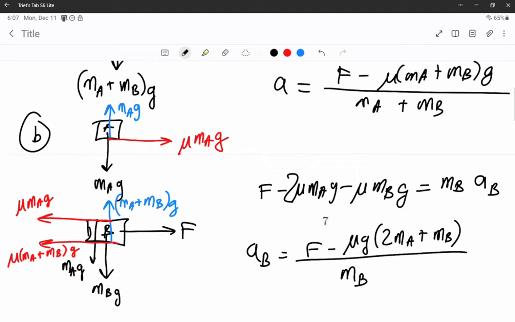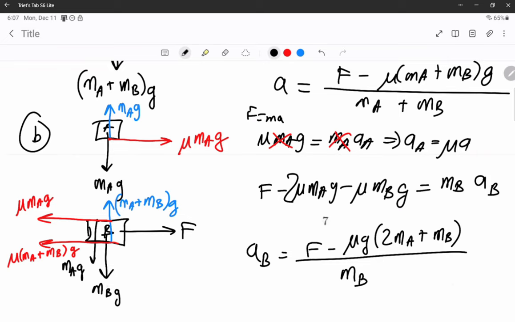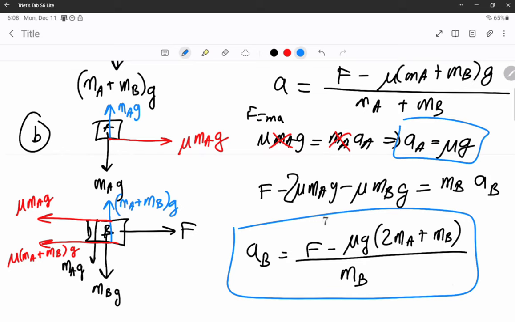For aA, up here you draw the net force everywhere, so you're going to get mu mA g equal to mA aA. Then mA cancels out, so you're going to have aA equal to mu g. And these two are going to be the solution for this part of the problem.